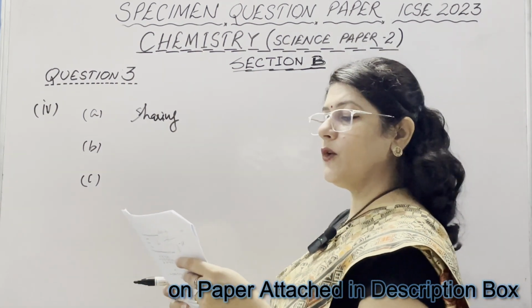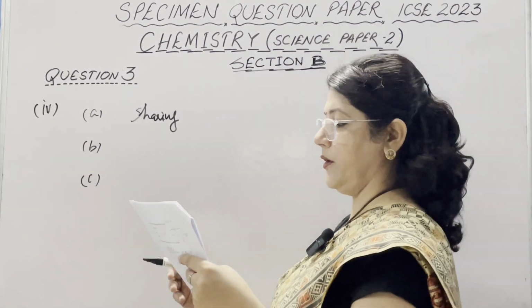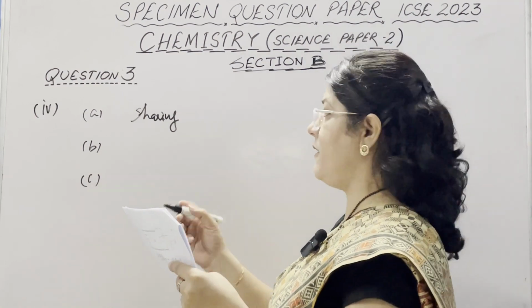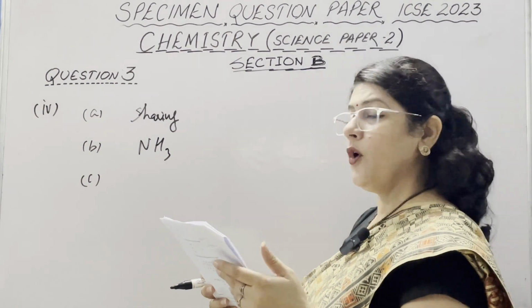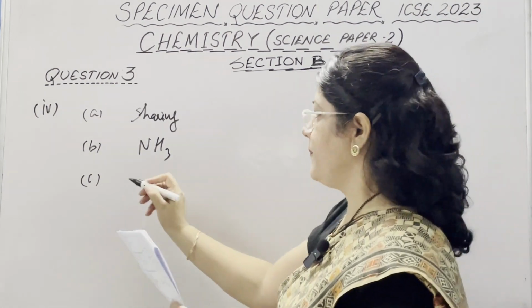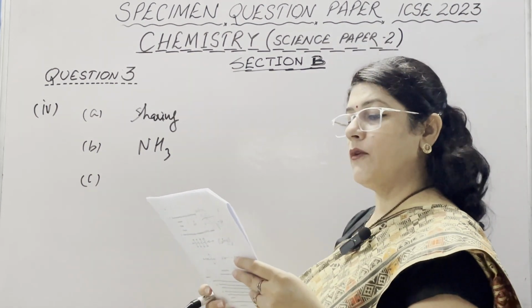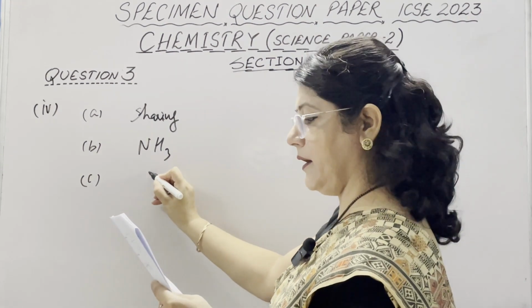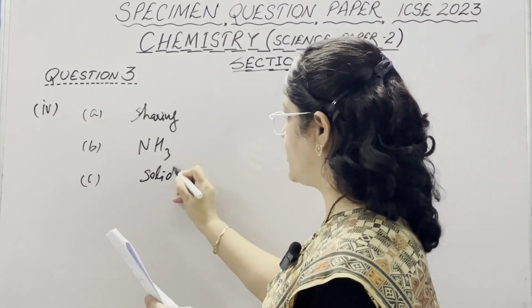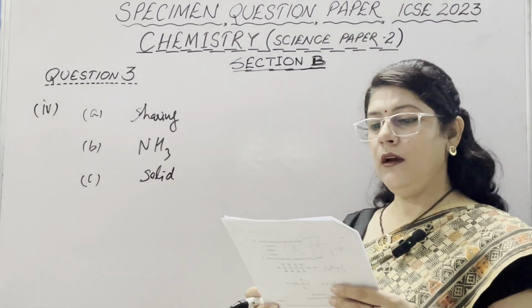In B part, a molecule which has a single lone pair of electrons among ammonia and water. We know that ammonia has one lone pair because water, oxygen, has two lone pairs. In C part, electrovalent compounds do not conduct electricity in their solid state.